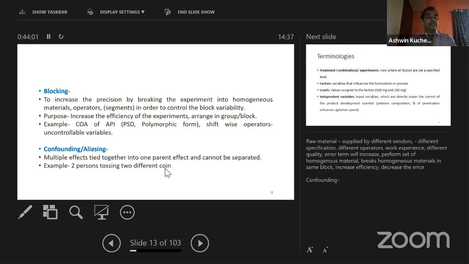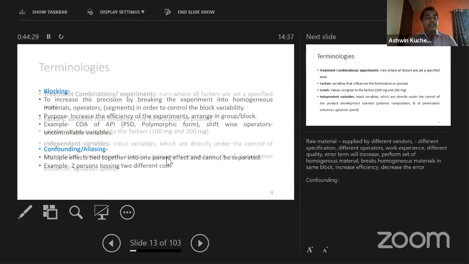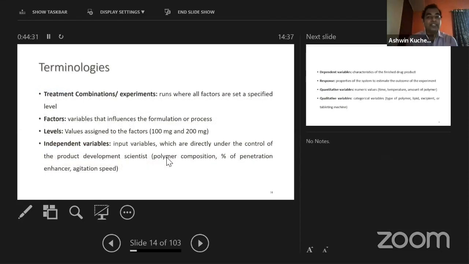You can take an example like two persons tossing two different coins. You are just tossing two different coins, but we are not sure whether the two persons are applying similar pressure, similar RPM, similar coin, or a different coin, what is the weight of the coin, which coin it is. And if you are getting either head or tail, that is called a confounding effect, or a together effect. So these were different principles, and let's discuss terminologies before going deep into response surface methodologies.